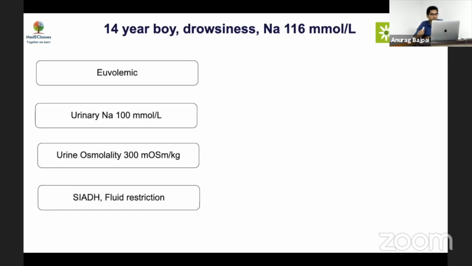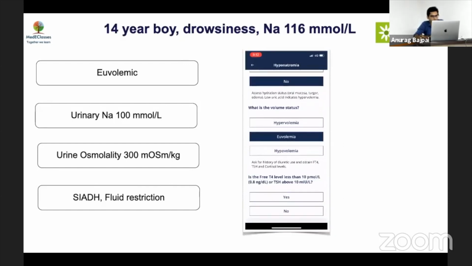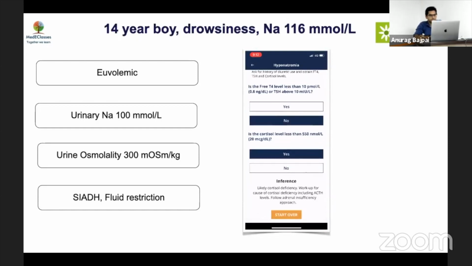A 14-year-old boy with hyponatremia. It was seen that the child is euvolemic. He had a high urinary sodium with urinary osmolality 300, which is slightly higher. SIADH was diagnosed and the child was on fluid restriction. Do you agree with SIADH? This is euvolemic. It looks like SIADH, but you have to exclude cortisol deficiency before that, otherwise the child will become sick. So this child was found to have an inappropriately low normal amount of cortisol for this level. So this again was an MPHD. So always exclude pituitary deficiency before you diagnose SIADH.